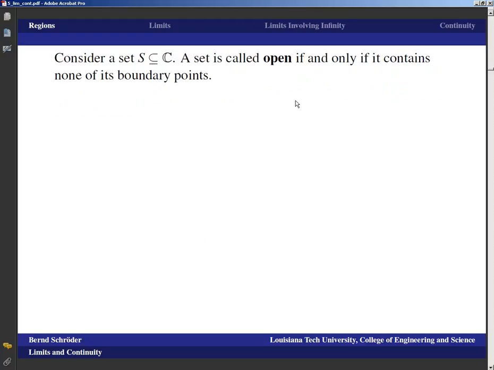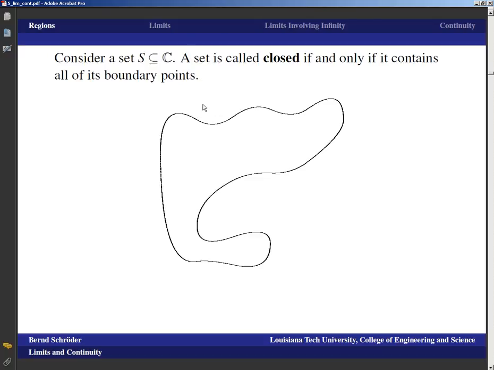A set is called open if and only if it contains none of its boundary points. Typically I will indicate that by having a dotted boundary. That means we're interested in the region indicated inside that boundary, but the boundary itself is not a part of the whole thing. A set is called closed if and only if it contains all of its boundary points. That's usually indicated with a solid boundary line here.